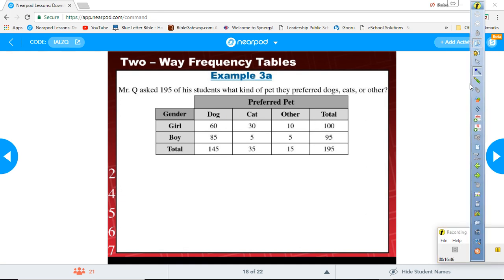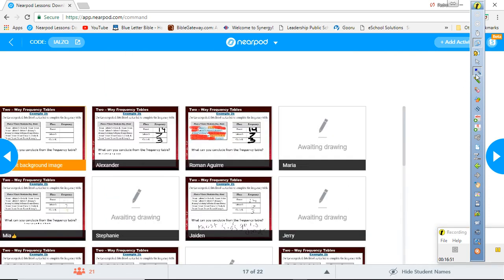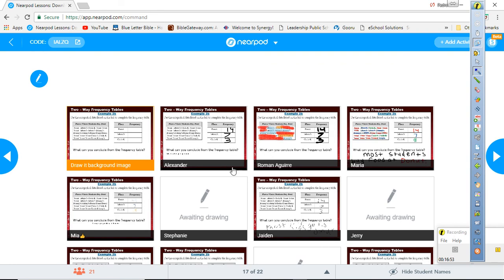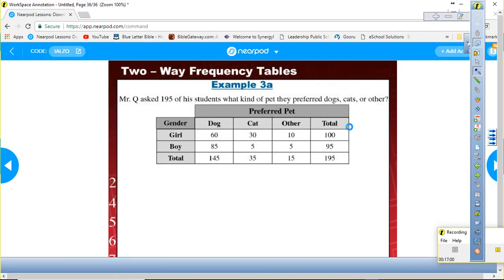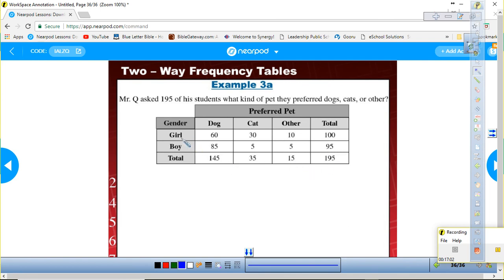So now check this out. This is known as a two-way because of this. Look up to the screen. Two-way because we can fill in information going this way. What is 60 plus 30 plus 10? Or we can fill in information this way. What is 60 plus 85? 145. That's why it's called a two-way frequency table.